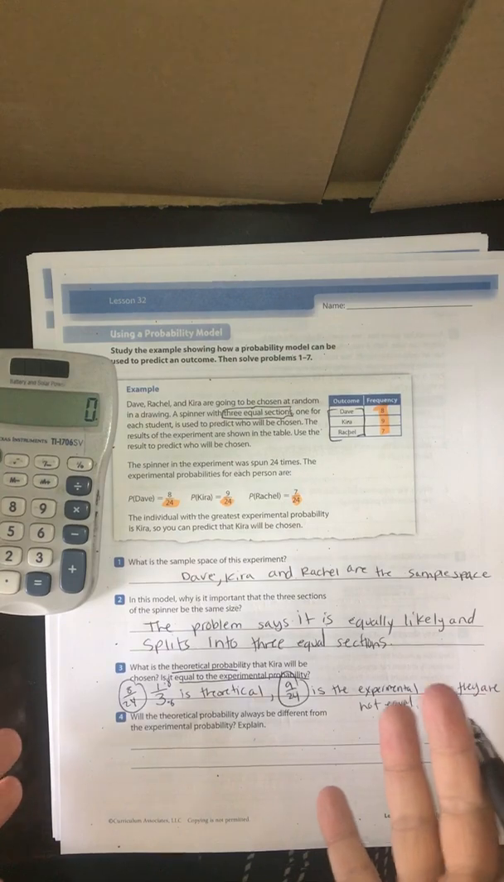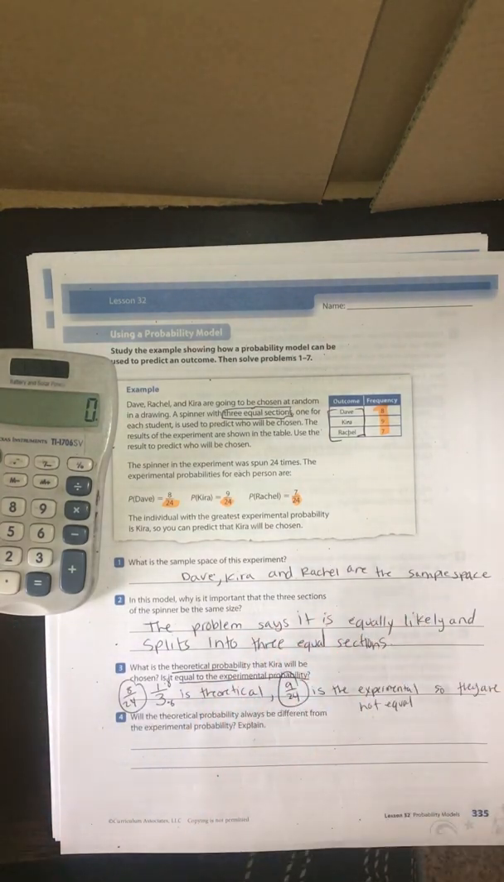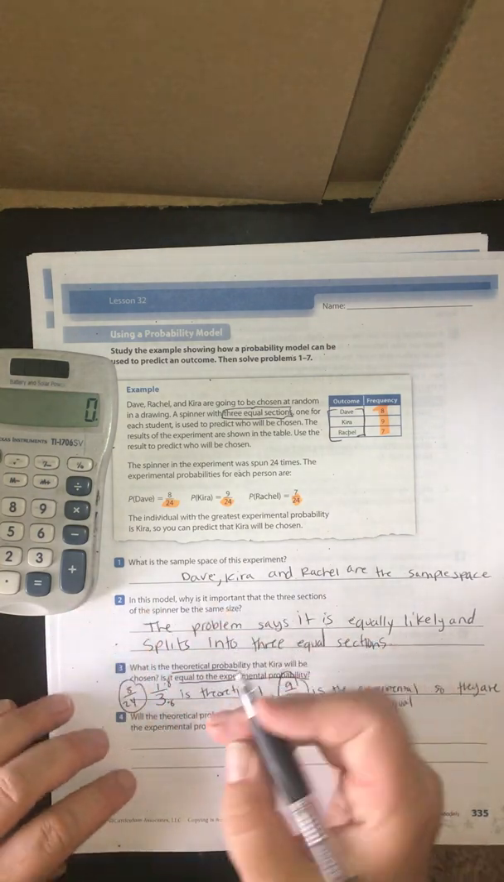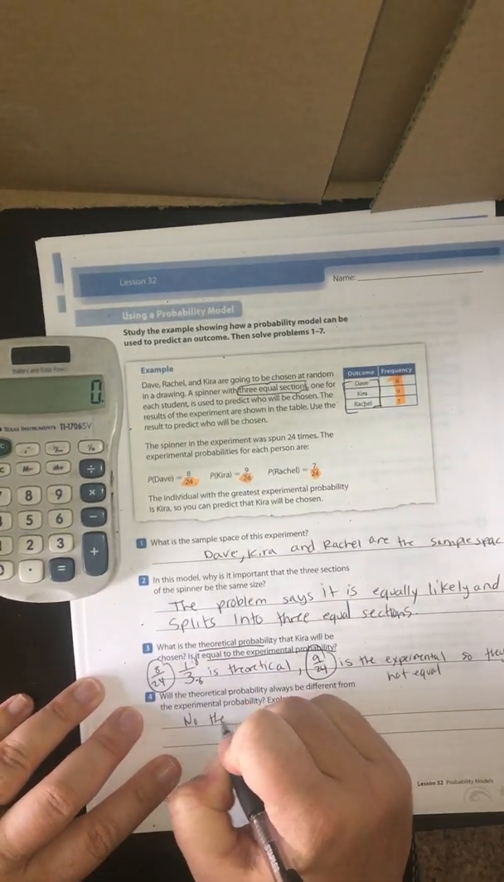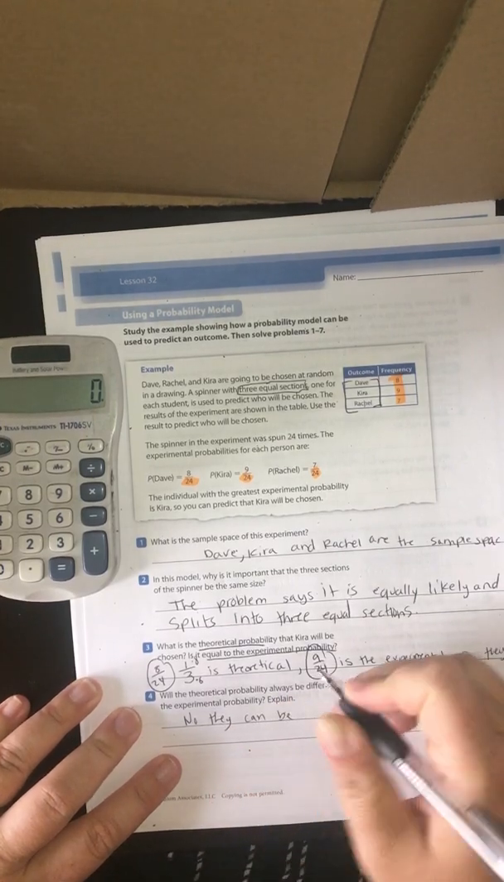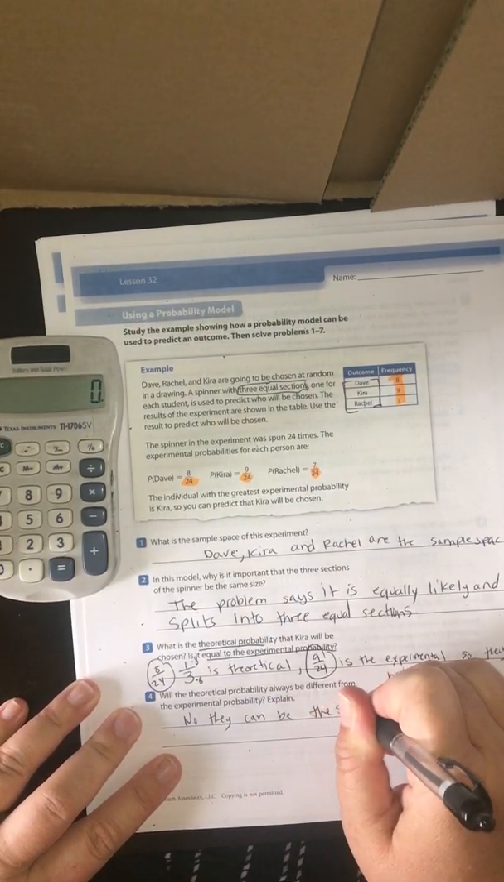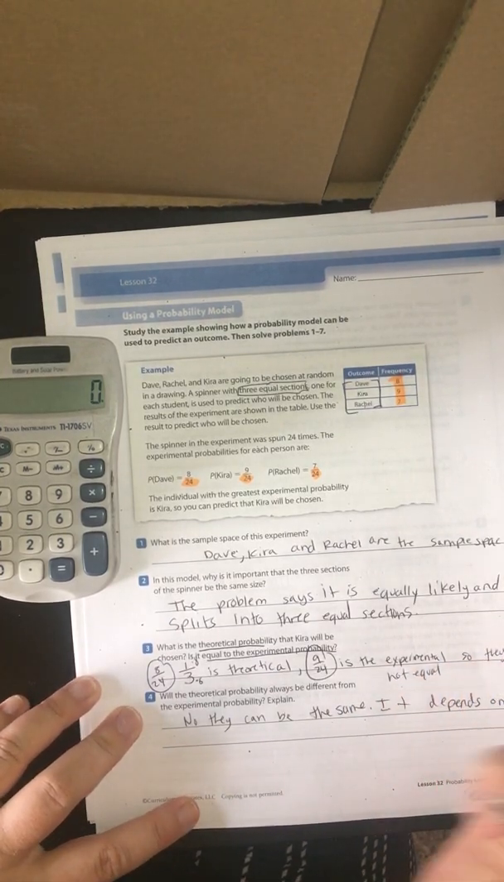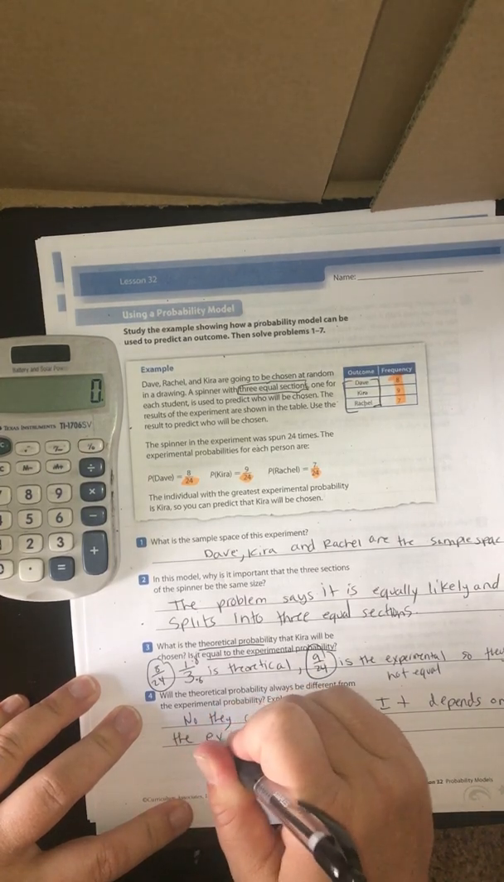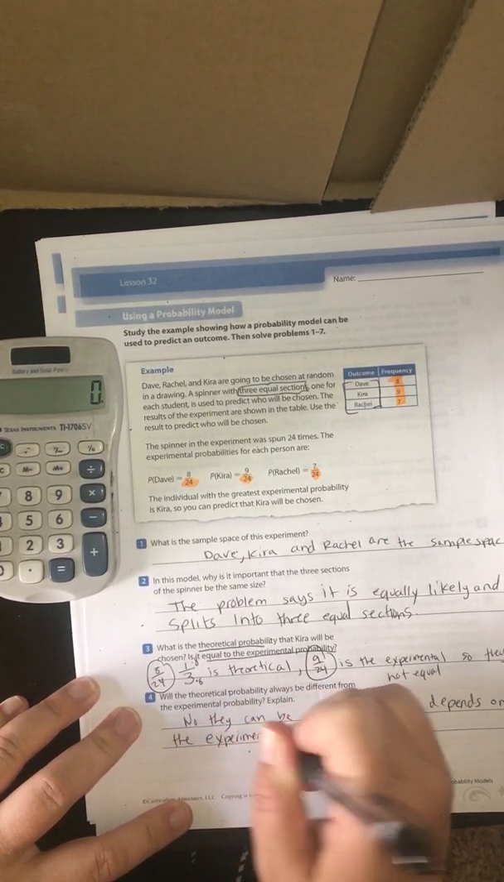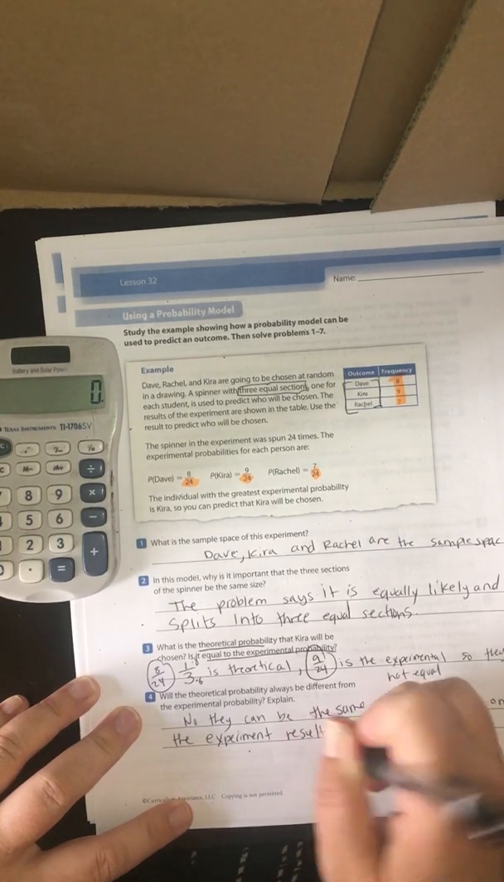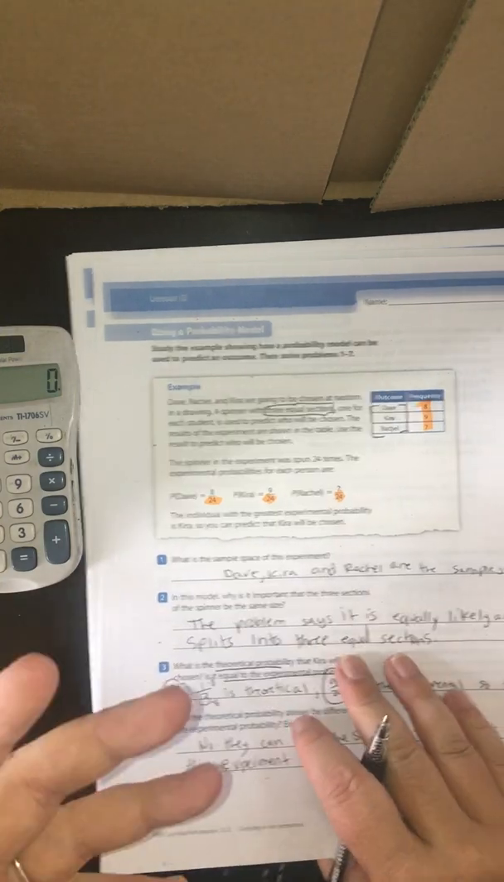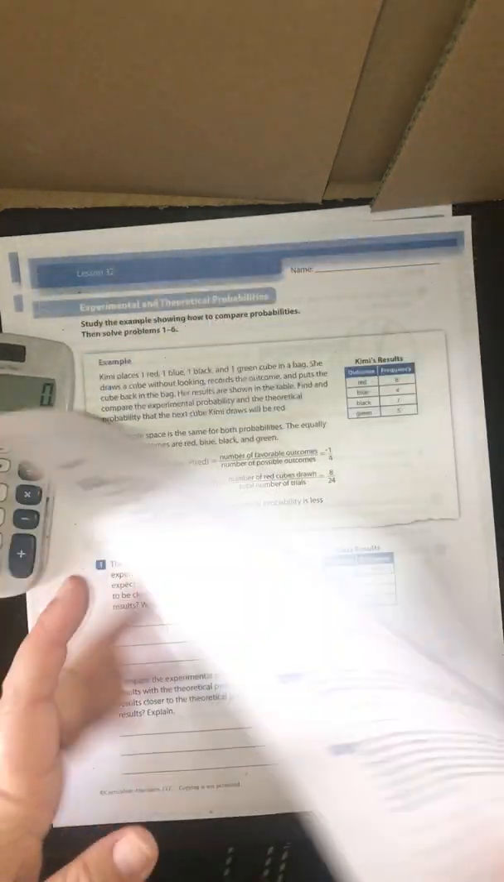Okay, will the theoretical probability always be different from the experimental? No, the theoretical is telling you what they think is going to happen, and a lot of times that is what happens. So no, they can be the same. It depends on the experiment results, when they actually do the experiment. Are they going to match what you theoretically, your educated guess, predicted? Is your educated guess going to be true or not?